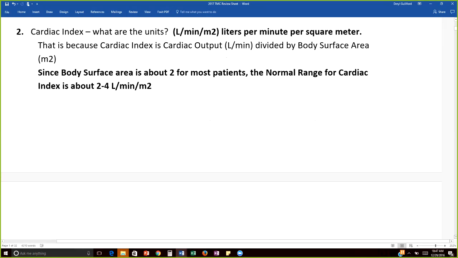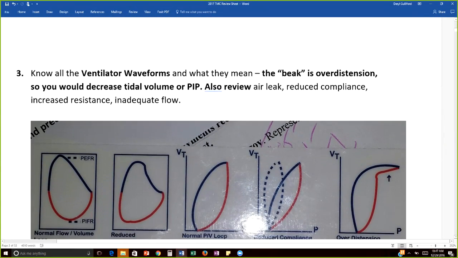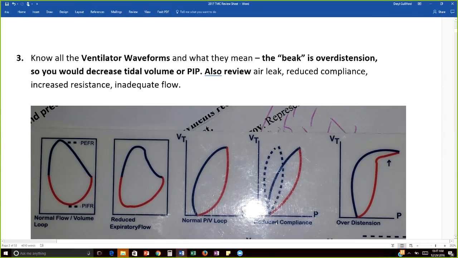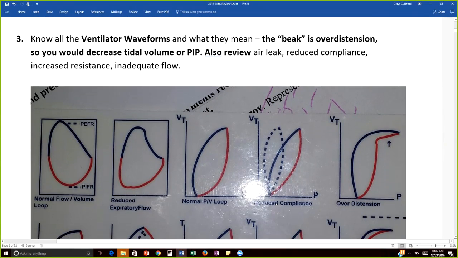Let's move ahead. Number 3, ventilator waveforms. Several students have asked about the beak for overdistension, and that's at the top right there on this little graphic. The beak is overdistension. That's where you would need to reduce tidal volume, reduce peak pressure, do something to bring down the overdistension which is taking place. Also be sure to check for air leak, reduced compliance, increased resistance, inadequate flow. They're all shown right here on this graphic.